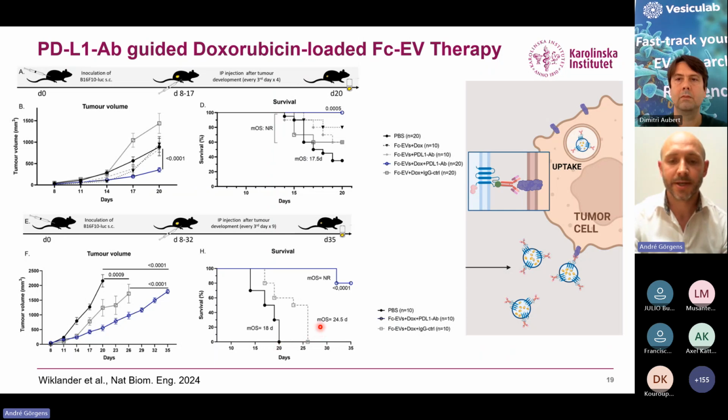Fc-EVs with just a control antibody, but still loaded with doxorubicin, had some effect, but it was not at all as close to when we also had the PD-L1 antibody. So here they survived until day 26.